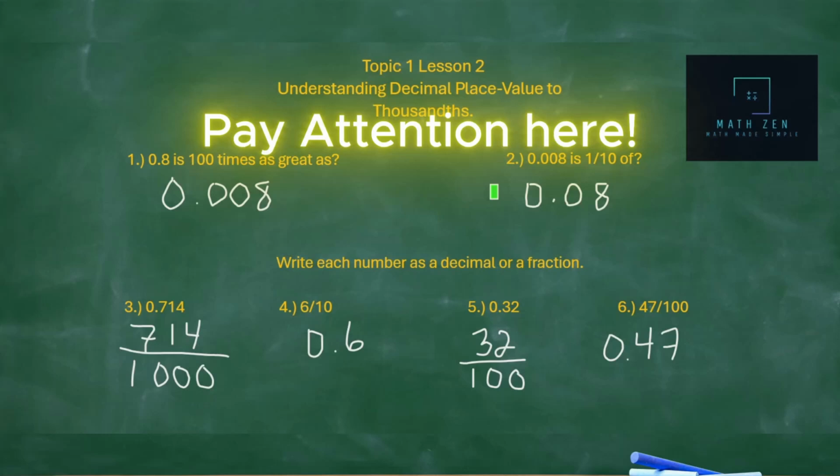Now for number 2, it says 8 thousandths is 1/10 of what mystery number? And all that really means is that it's telling you that 8 thousandths is 10 times smaller than what mystery number? And that mystery number has to be 8 hundredths.